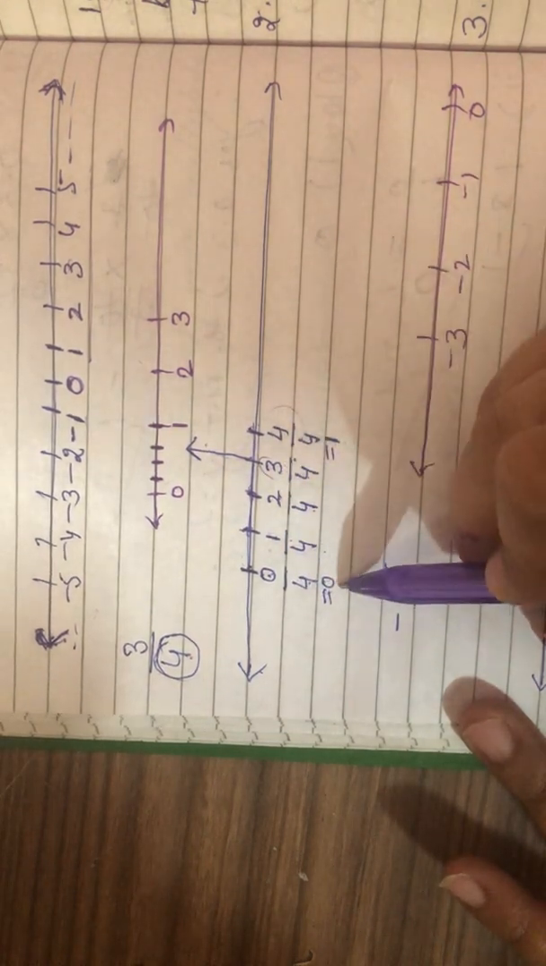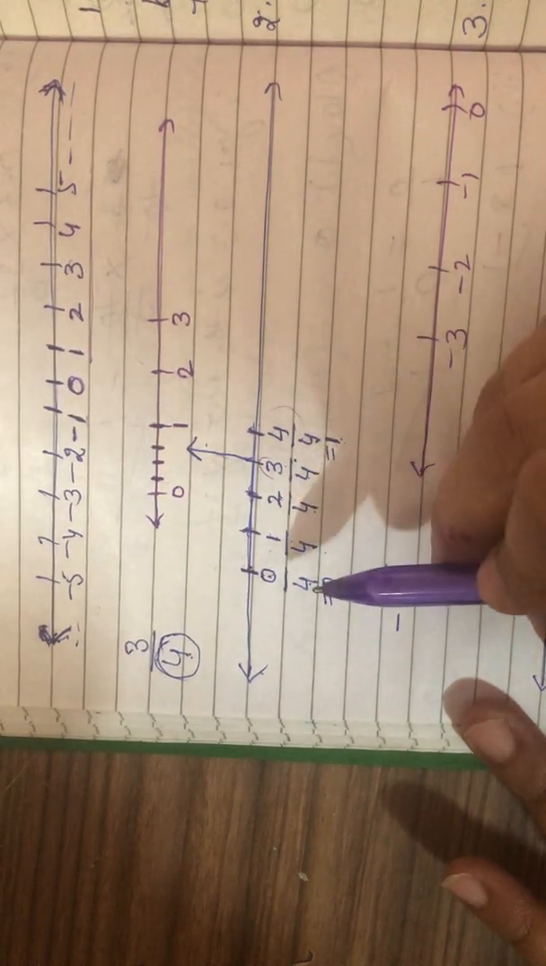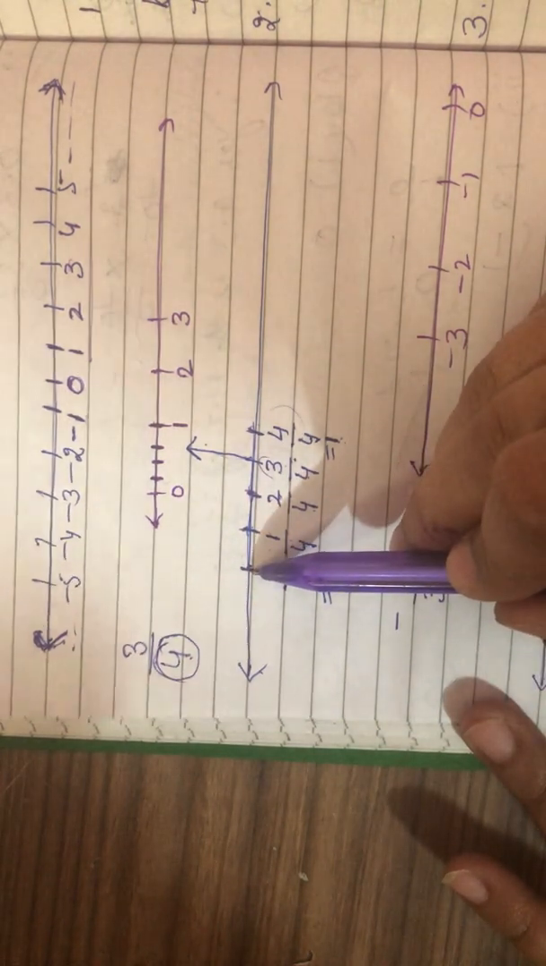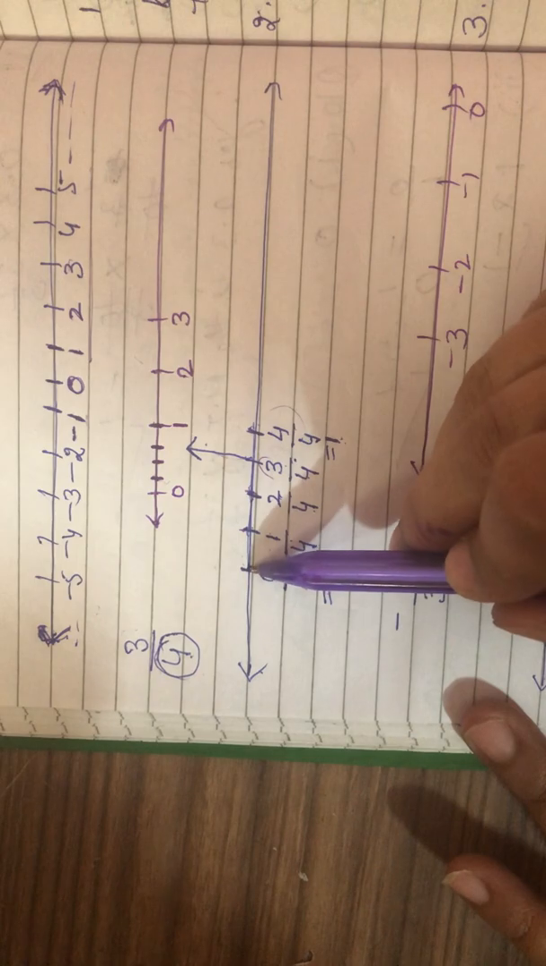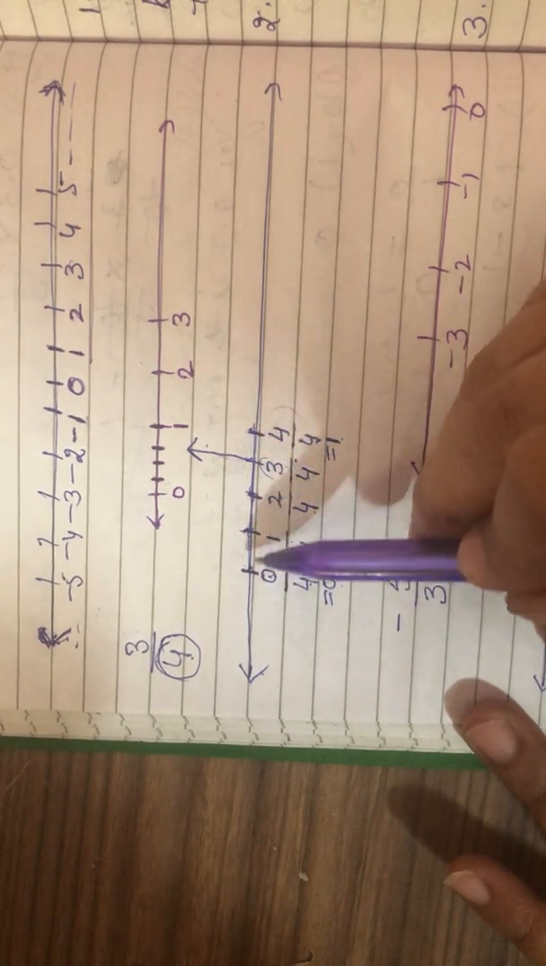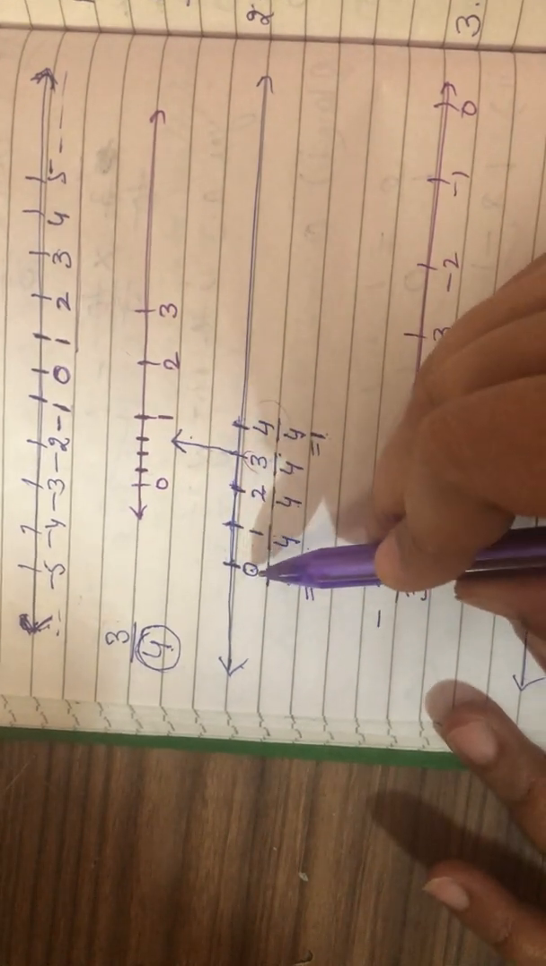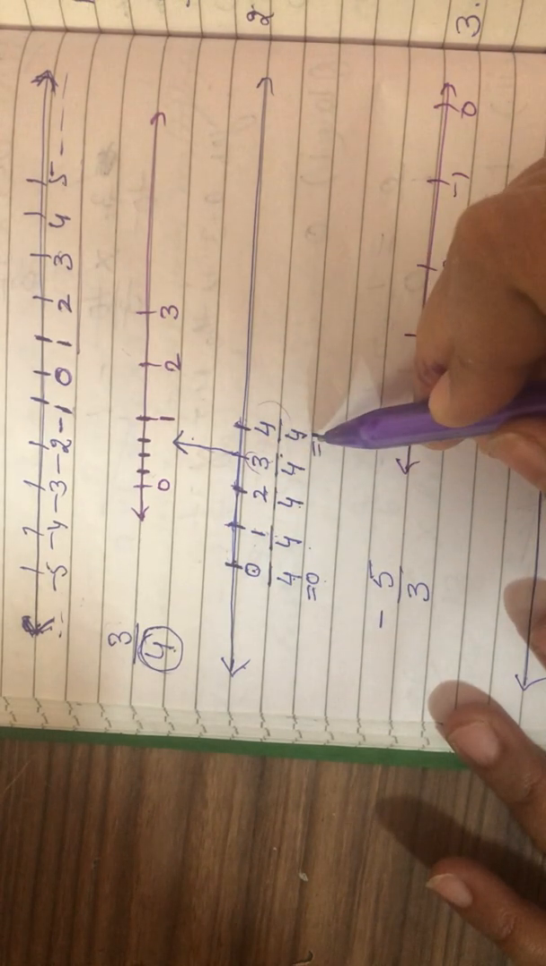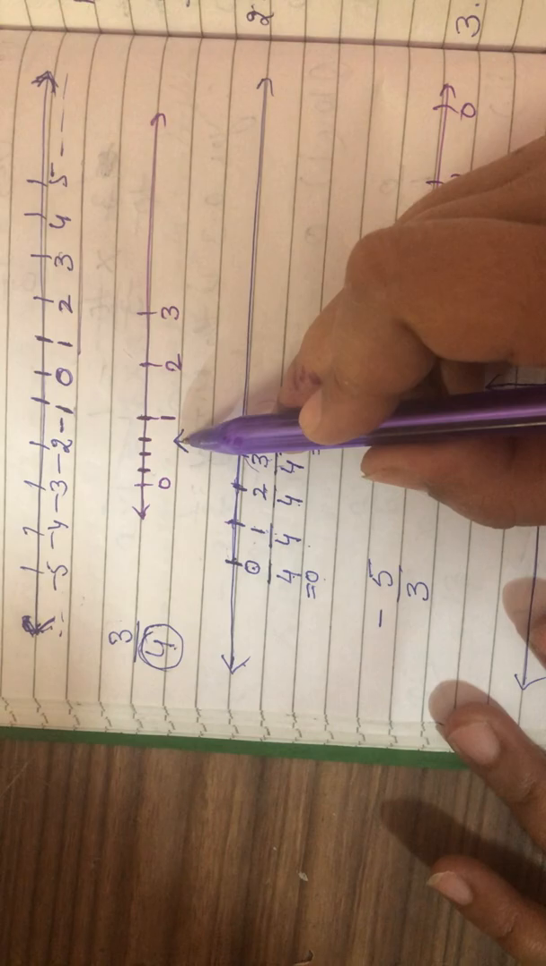So 3/4 lies between 0 and 1. And to represent 3/4 on number line, divide 0 and 1 into 4 equal parts. And you can write like this: 0/4, 1/4, 2/4, 3/4, 4/4. So you will get the required rational number.